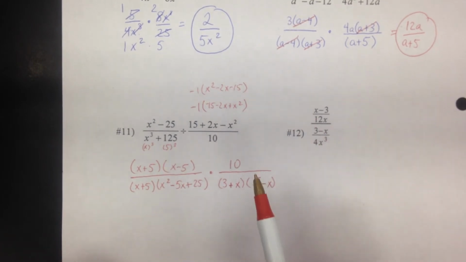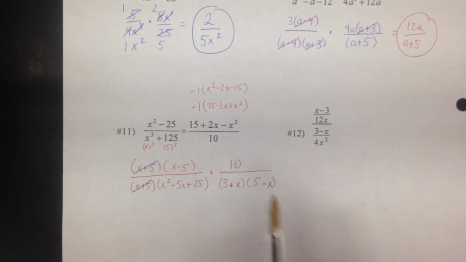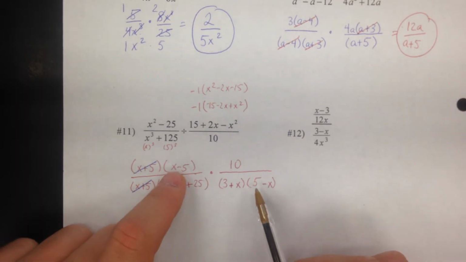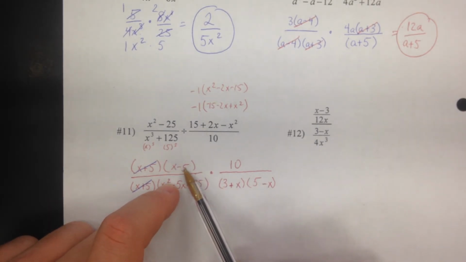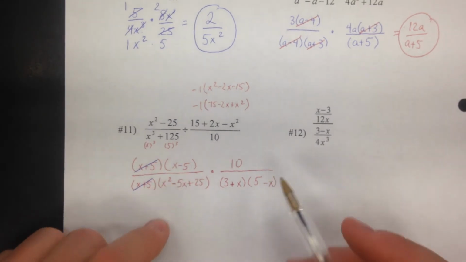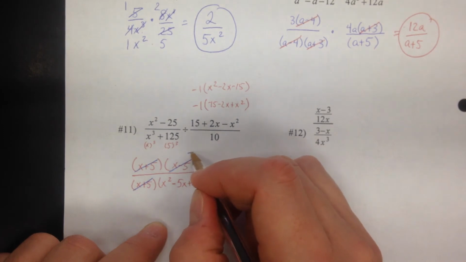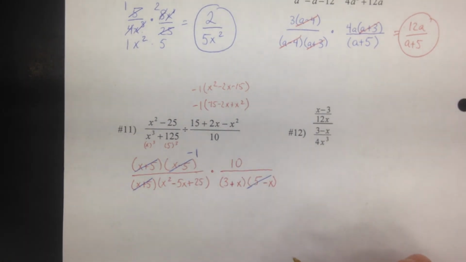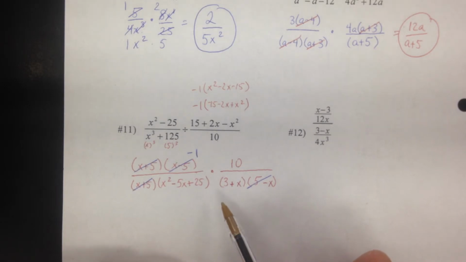Now here's what happens. I can cancel here. We've got x plus 5 and x plus 5. Now we have x minus 5 and 5 minus x. They're not the same, but they're opposites. Positive x, negative 5. Positive 5, negative x. I'm going to cancel those out, but when I divide opposites, what I'm left with is a negative 1. That was like the one that we did on the front. Now, when I look at what's left, there's nothing else that we can cancel.